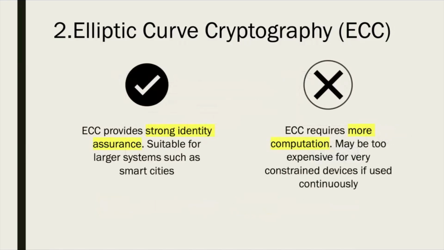The key benefit of ECC is that it provides strong identity assurance without requiring every device to share the same secret. Since each device has its own key pair, ECC supports better scalability and more flexible trust management. This makes it suitable for larger and more dynamic systems, such as smart city infrastructure. However, compared to hashing, ECC requires more computation and therefore more energy. This means it may still be too expensive for the most constrained devices if used continuously.